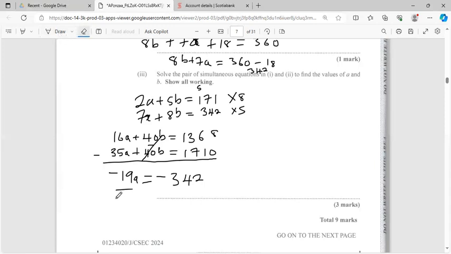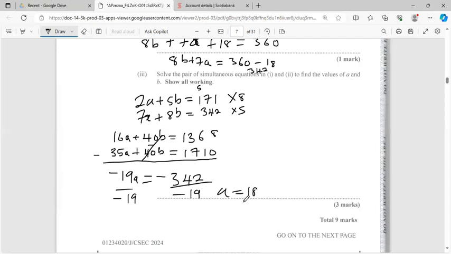Alright, let's go. So it's negative 19 divided by negative. So what is 342 divided by 19? I'm getting 18 for the answer. Alright, so I've got 18. So A is equal to 18. So we get one of the answers already.